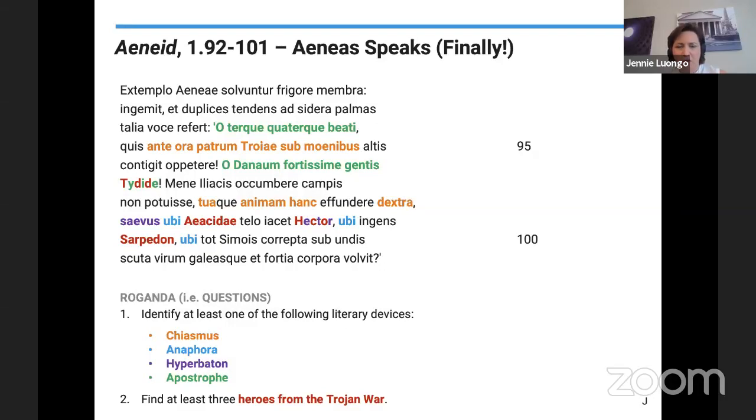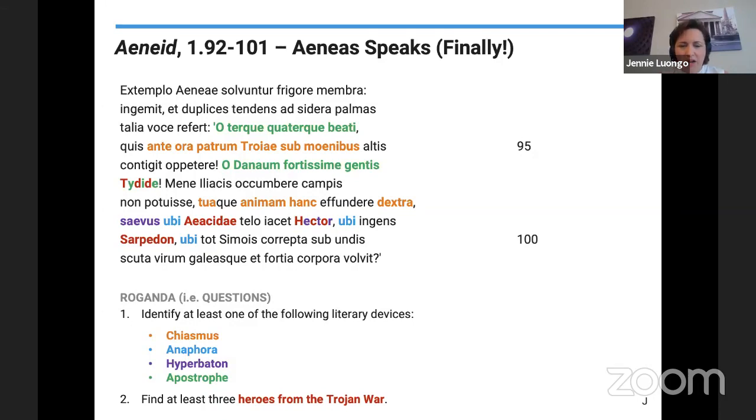There's some hyperbaton there where he's separated from his adjective. We've got him falling, he lies dead, because of the weapon of the Aeacides, of Achilles. That's the grandson of Aeacus, I think. That's another patronymic. And then we have Sarpedon, who's the son of Jupiter. He even falls in the war.